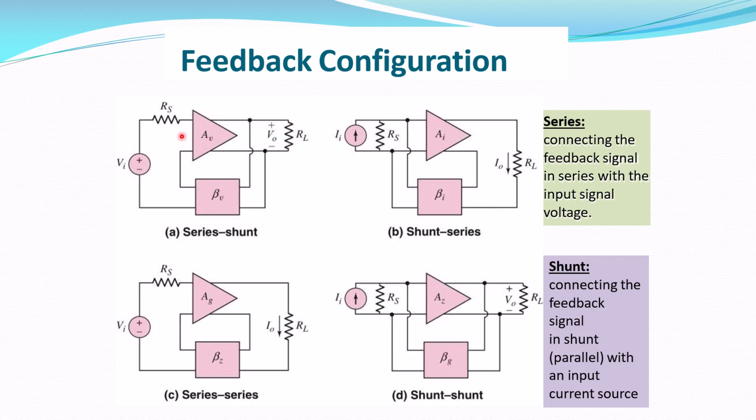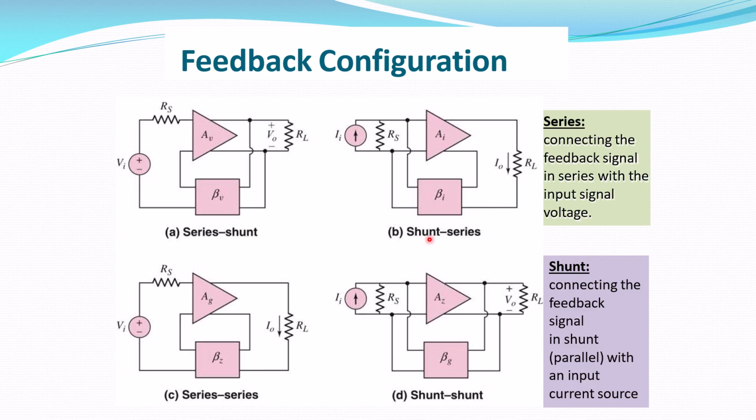So here at the input side, the circuit connection takes place, that is the voltage source and feedback connection takes place in series connection. And when it comes to the output side, the output is connected in parallel connection. So this is the circuit configuration of series shunt.